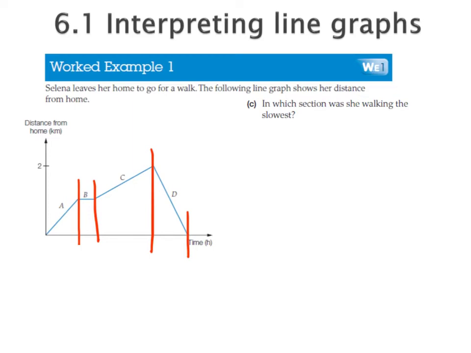So if we look at what happened in the previous one about how quick she was, now we're looking at in which section is she travelling the slowest. So from the previous one, we actually had worked out that in section A she'd covered about 1 kilometre over that time frame there, and in section D she'd travelled 2 kilometres over that time frame. If I look at section C, she's obviously travelled 1 kilometre up, or 1 kilometre away from home, but the time frame's a lot longer than A and a lot longer than D. So for me, the answer to this one is going to be section C, she's walking the slowest.